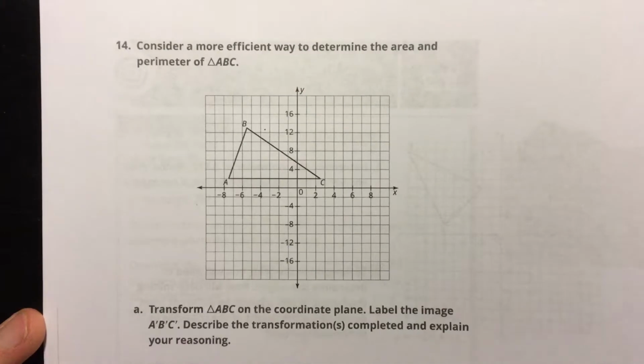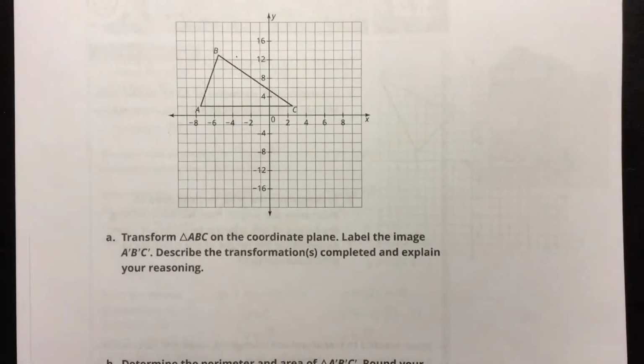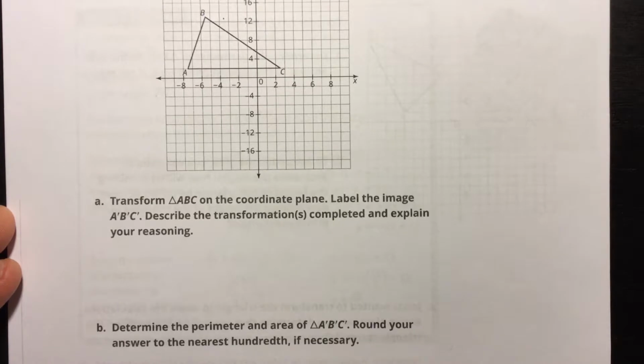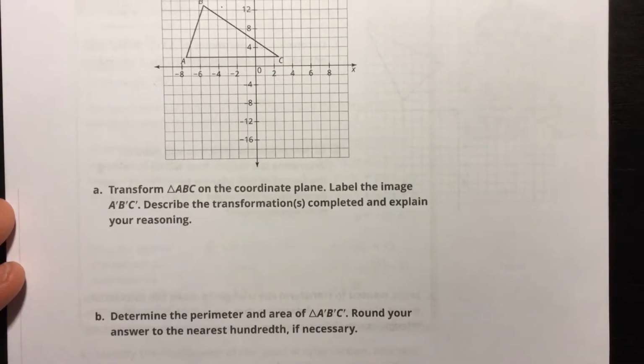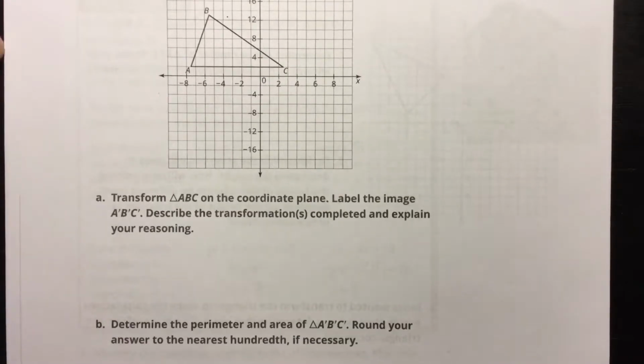Here we go. So consider a more efficient way to determine the area and perimeter of triangle ABC. And then part A says transform ABC on the coordinate plane. Label the image A prime, B prime, C prime. Describe the transformations completed and explain your reasoning. So I want to transform this to make my job easier.